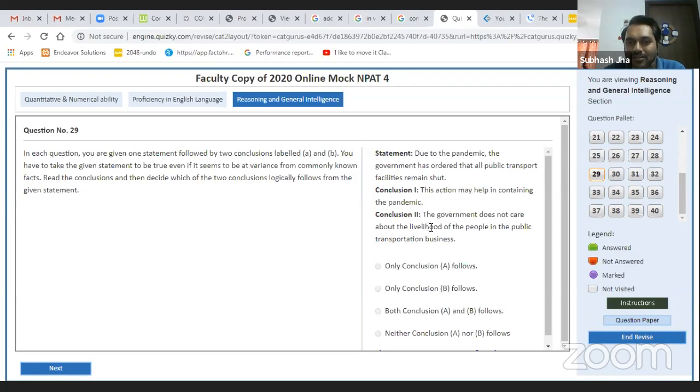Now, if you see the conclusion two, the government does not care about the livelihood of the people in the public transportation business. So, first of all, you need to understand, it is very common sense. I do not need to even tell you that this could not be the conclusion. The second conclusion can be said only by the opposition, or even in this situation, oppositions are also supporting this lockdown situation.